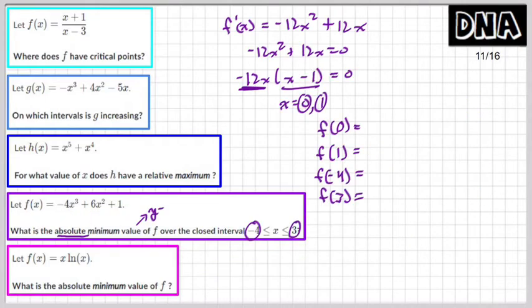The absolute minimum value is a y value. That's important to note. Okay, so when I plug in 0, I get 1. And that one's pretty easy to plug into because those two terms become 0. I add 1, I get 1. Okay, the next one, if I plug in 1, that one's pretty simple too. We get a negative 4, a positive 6, and the 1. And when I add all those up, negative 4 and 6 is positive 2, plus 1. That'll give me a 3.